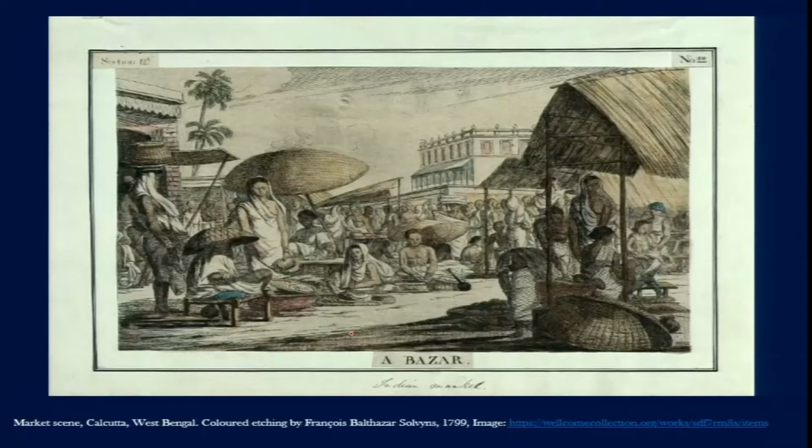Hello everyone. We are continuing our discussion on the prints and printmaking practices in the Indian subcontinent during the colonial time period. As we have already started discussing some of the prints by Solvyns and how the occupational groups and the caste groups were represented, this is another image that we have from Solvyns, also made in 1799, and this is a market scene that we see in the city of Calcutta.